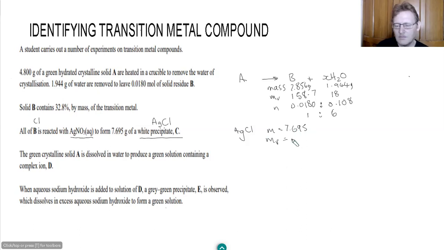Mr is 108 plus 35.5, which is 143.5. Therefore, number of moles is 7.695 divided by 143.5, which is 0.0536 moles of AgCl, which therefore must be our moles of Cl minus.